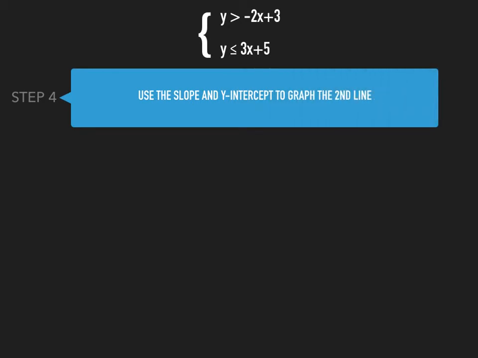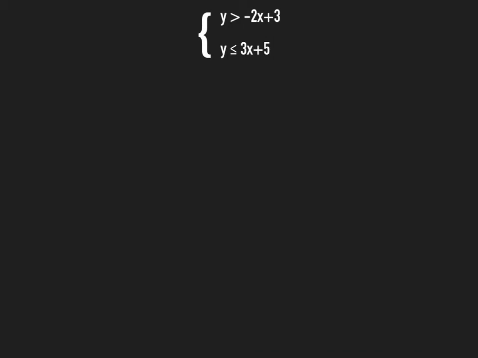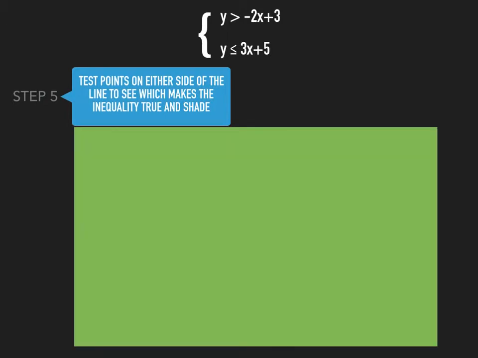We want to use the slope and y-intercept to graph the second line. So once again, our y-intercept is 5 and our slope is 3, so we're going to rise 3 and run 1. And note that we have a solid line because it can be equal to. Now we're going to go ahead and test our points on this one.